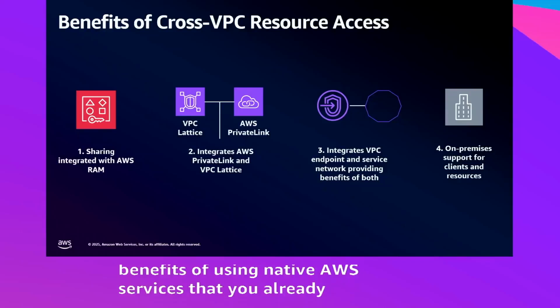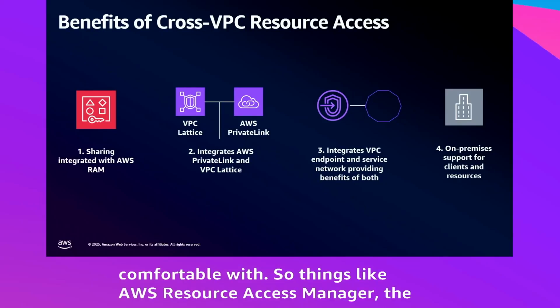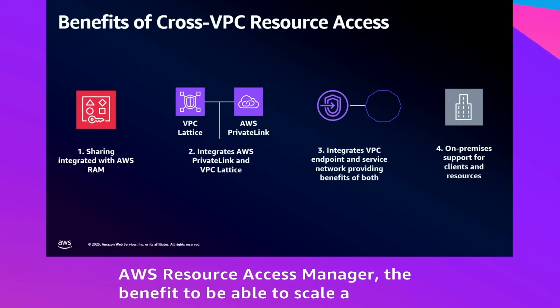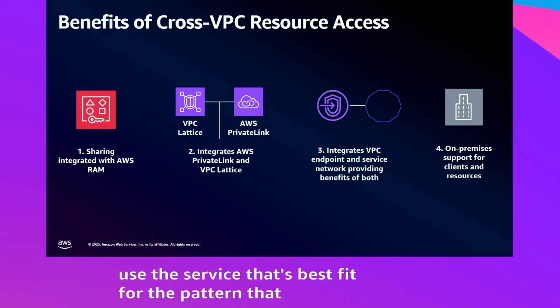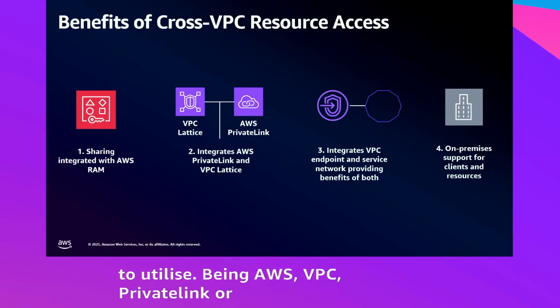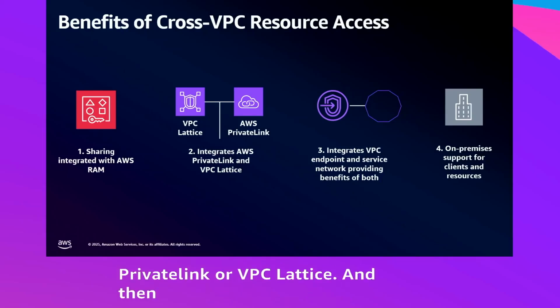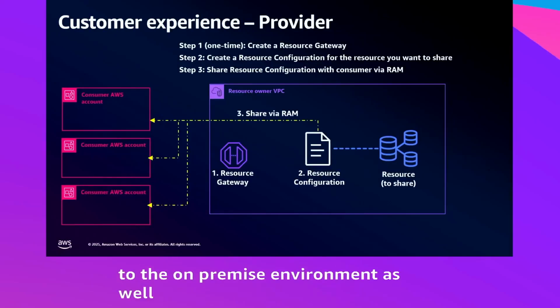So if we wanted to grab some of those benefits, what we've done with this is give you the benefits of using native AWS services that you're already comfortable with. So things like AWS Resource Access Manager, the benefit to be able to scale and use the service that's best purpose fit for the pattern that you'd like to utilize, being AWS PrivateLink or VPC Lattice, and then providing connectivity back to the on-premise environment as well.